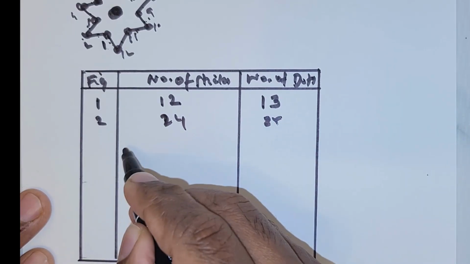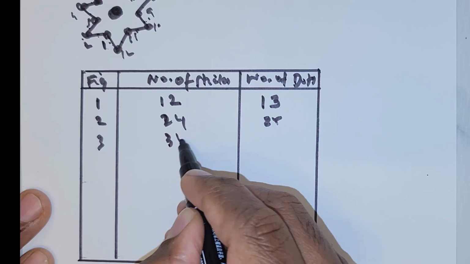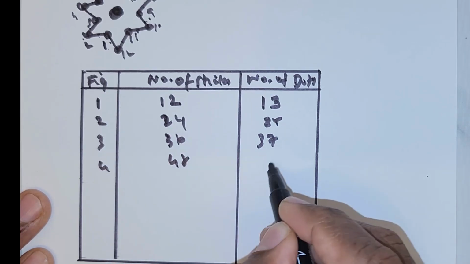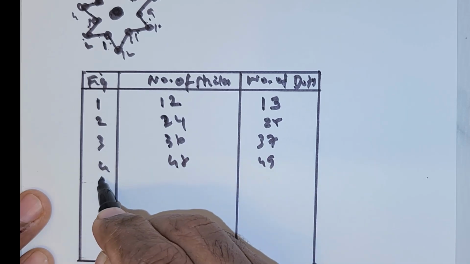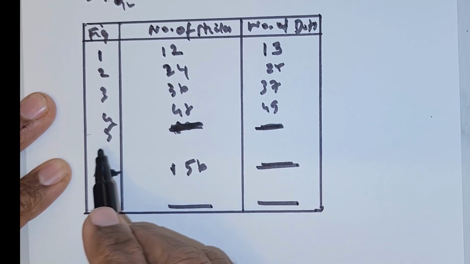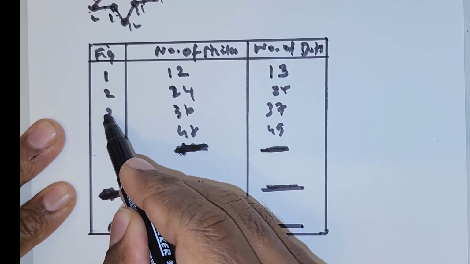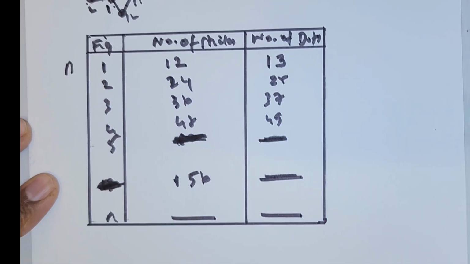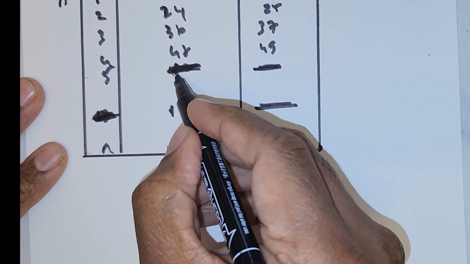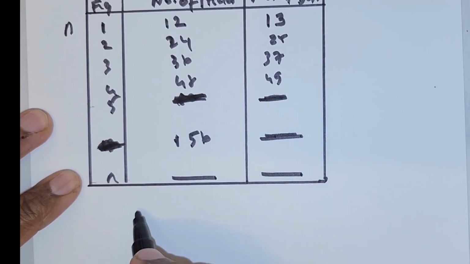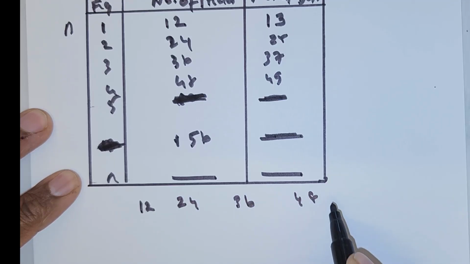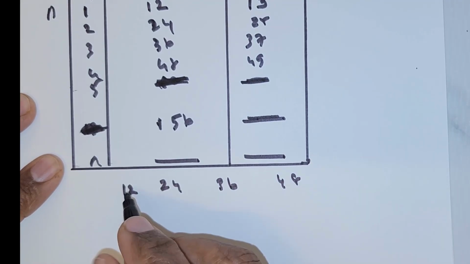24, 25, 36, 37, 48, 49. Okay, foremost 1, 2, 3, 4, 5, so on. This indicates the value of n. Now let me show you how to get this value. Now this is the sequence: 12, 24, 36, 48. We have to get the next term in the sequence.